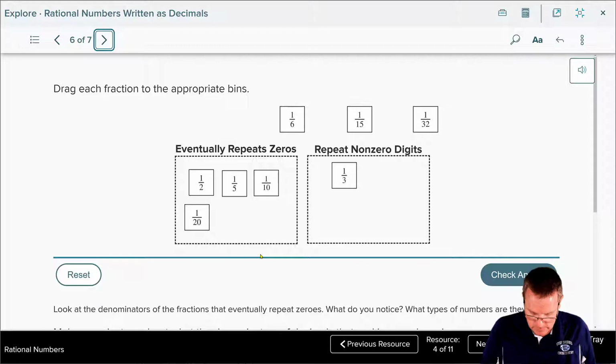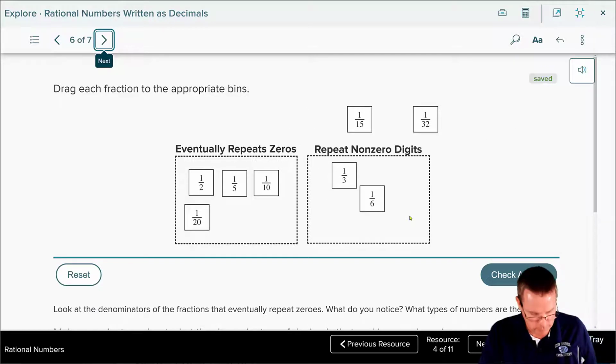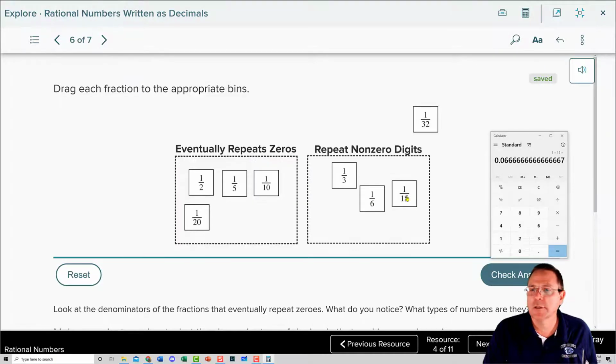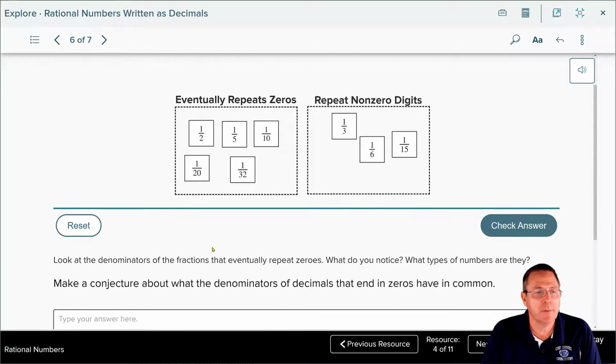Now, for the rest, I'm going to grab my handy dandy pocket calculator here, and I'm going to say 1 divided by 6, which is a repeating pattern of 6's here. That 7's there just because it rounds up, so that's going to be repeating non-zero digits. Next, we're going to do 1 divided by 15, which gives us almost the same pattern, only now there's a 0 in front. I want to check that and make sure I did that right. 1 divided by 15. Yep, so that's going to be repeating non-zero digits. And finally, 1 divided by 32, and that one actually is going to terminate. You wouldn't think it would, but it does terminate.